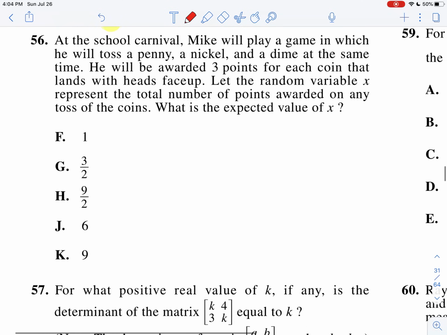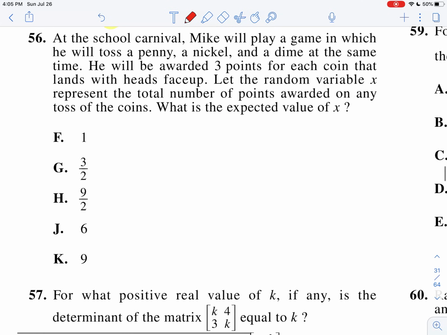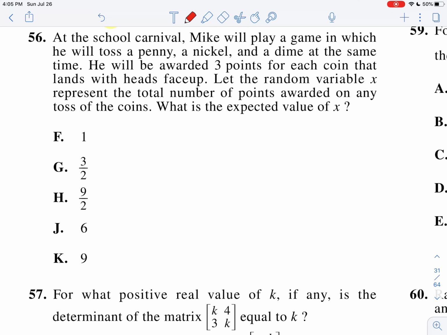Michael plays a game in which he will toss a penny, a nickel, and a dime at the same time. He'll be awarded 3 points for each coin that lands heads face up. What is the expected value of x? The expected value of x, so think of it this way.